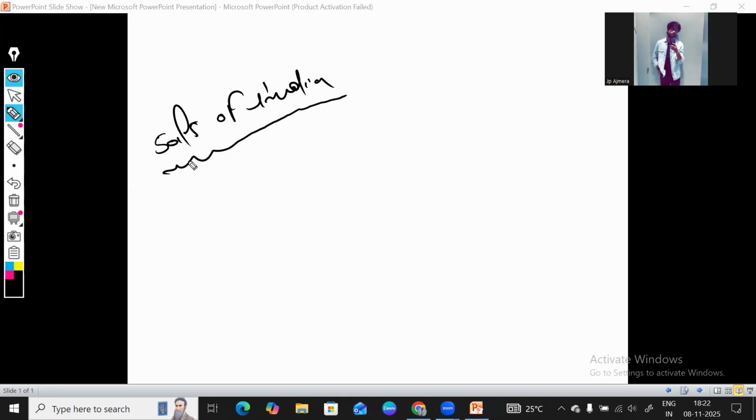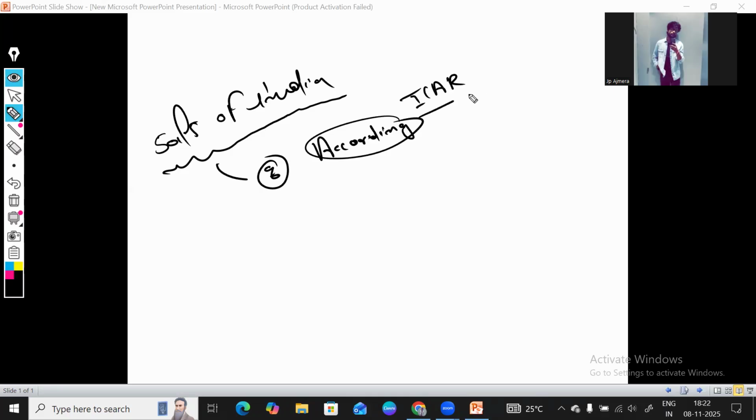So there are eight types of soil in India according to the ICAR. According to ICAR, there are eight types of soil we have in India. Okay, by whom we follow this, by ICAR.